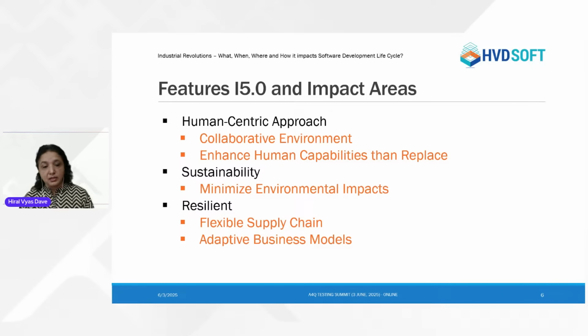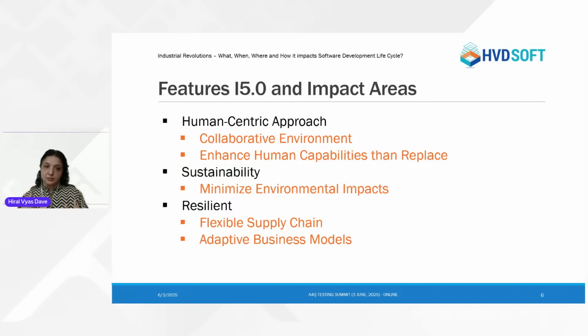That is the reason. If you see, between 1.0 and 4.0 it took a very long time, whereas after 4.0, within a few years, 5.0 was found out. And that was with 3 core values, which are human-centric approach, sustainability, and resilience. These are the 3 core factors behind Industry 5.0.